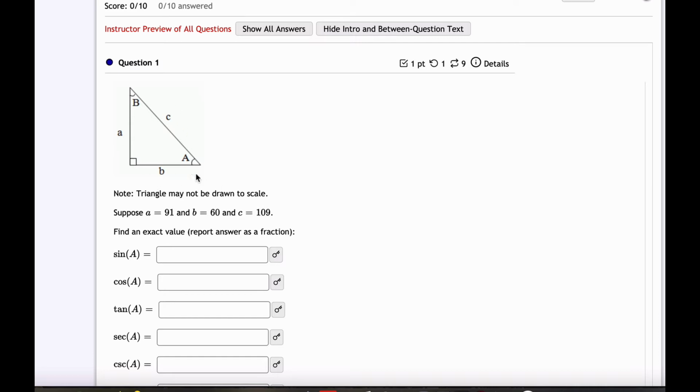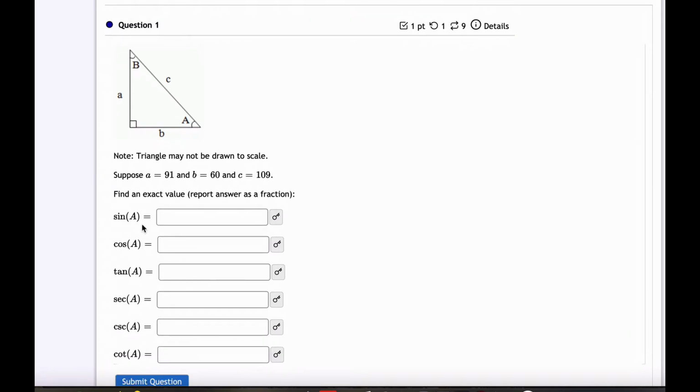Note that the triangle is not going to be drawn to scale. It's just an arbitrary triangle. It's always going to look like this. But they give you those three values here, and then they ask you for the values of each of the 6 different trig functions we have of the angle A.